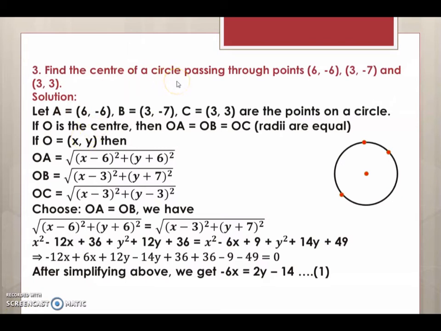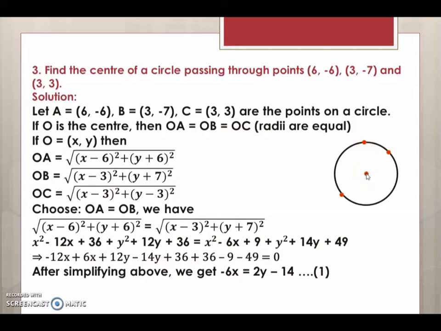Find the center of a circle passing through the points (6, -6), (3, -7) and (3, 3). The circle is passing through these 3 points, which means these 3 points must be lying on the circumference of the circle. These are the 3 points through which the circle is passing, and this is the center of the circle whose coordinates we have to find out.